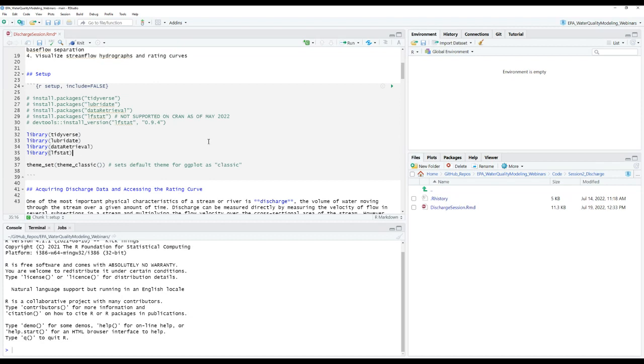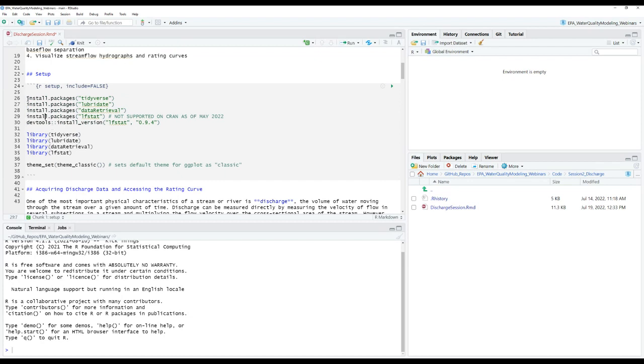So this is sort of hot off the presses. I've been using this package for years. It's really useful for a lot of these applications for discharge data. However, it's not available on CRAN anymore. You can still access the lfstat package, but you need to install it in a different way. So if you don't have lfstat already, what you'll need to do is run that 5th line of code instead of the 4th line of code.